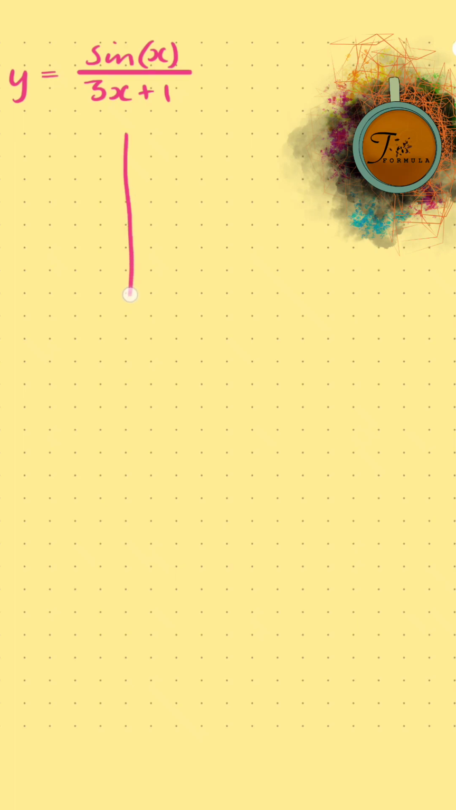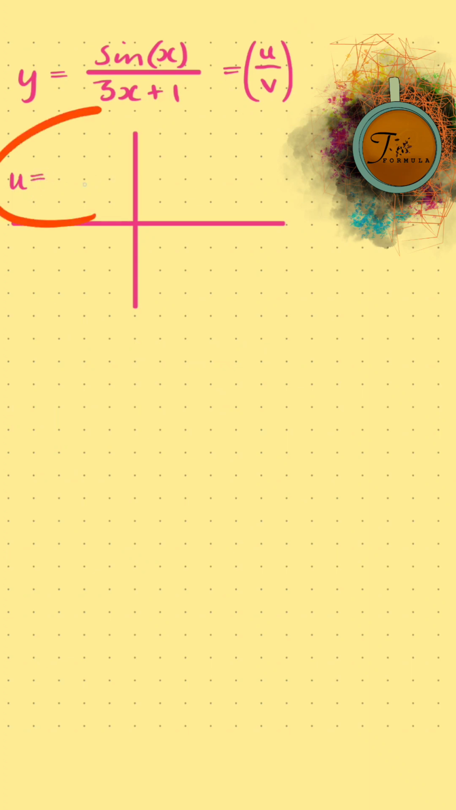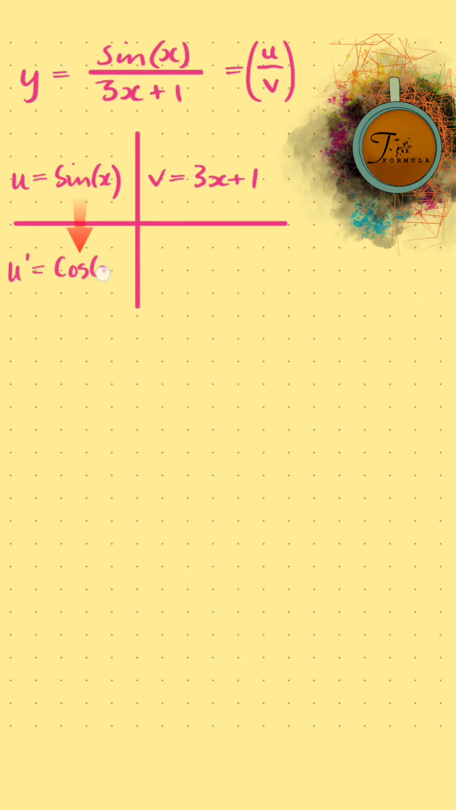And as ever, we begin with a table. It's always u on top over v. U is going to go here. U always goes in the top left for us, how we keep order. 3x plus 1 on the right there. We've got cosine x 3.